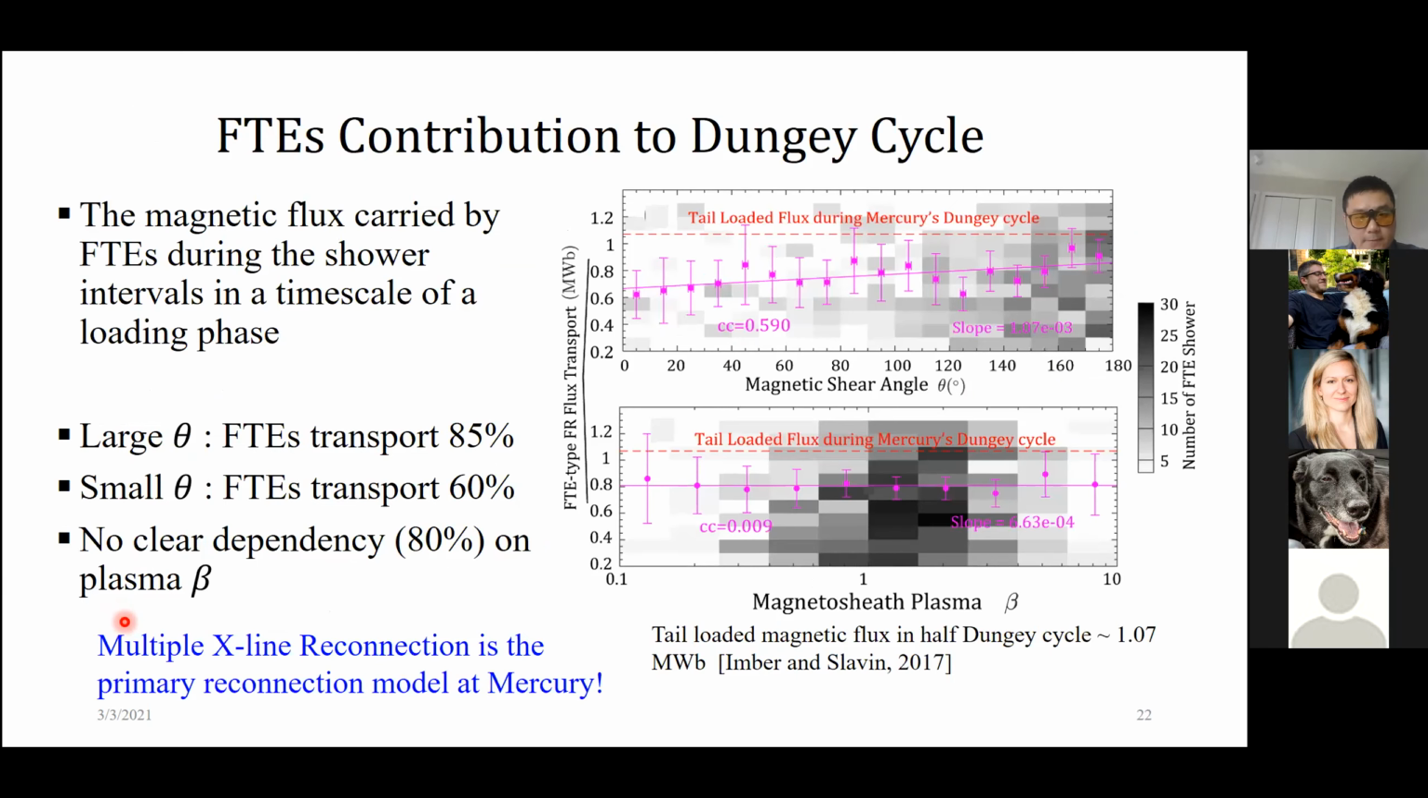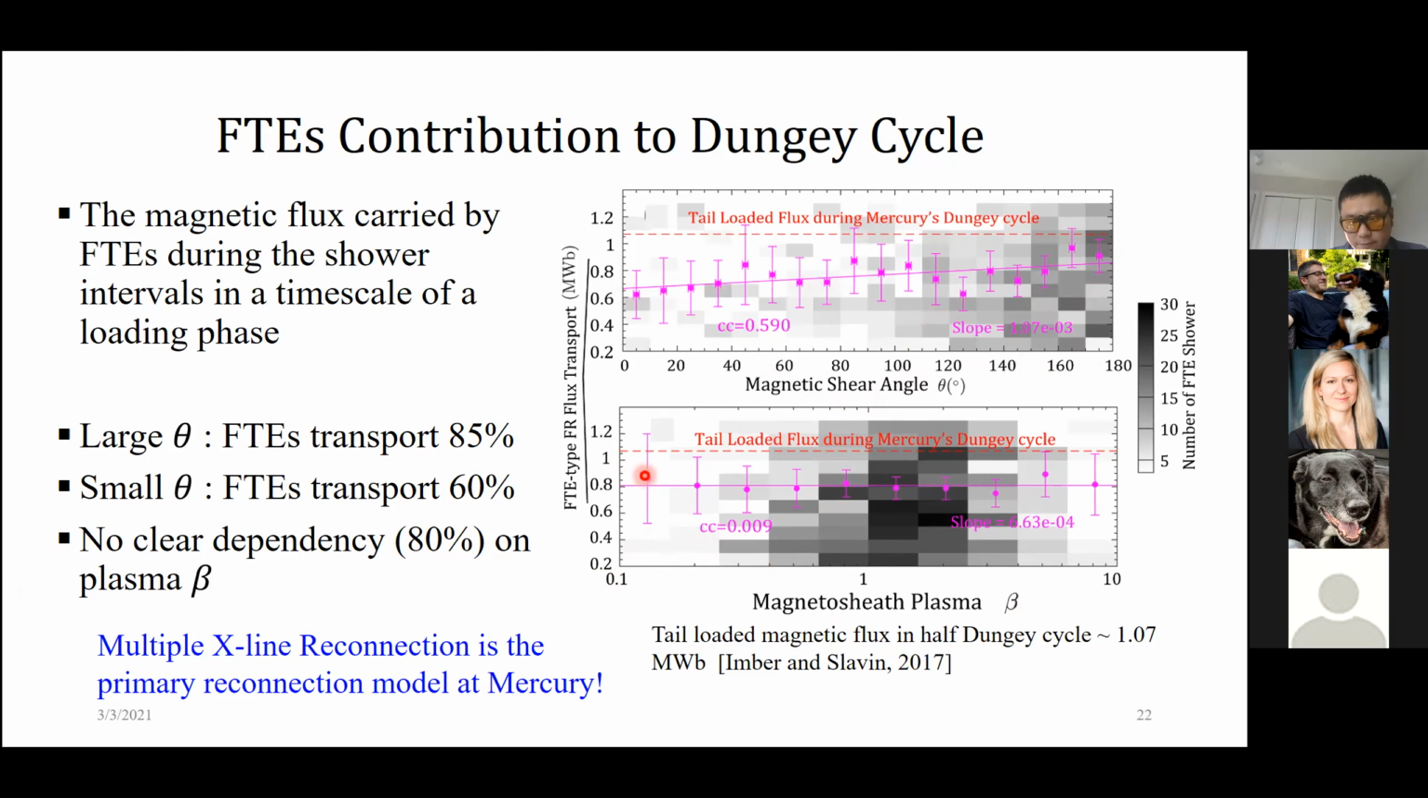Since we have the database, we estimated the flux transfer event contribution to Mercury's Dungey cycle during the flux transfer event shower interval. So we have calculated the amount of magnetic flux carried by FTEs during Mercury's Dungey cycle. And the values are shown as the dots in the two figures. The difference between the two figures is the magnetosphere plasma beta and the magnetic shear angle.